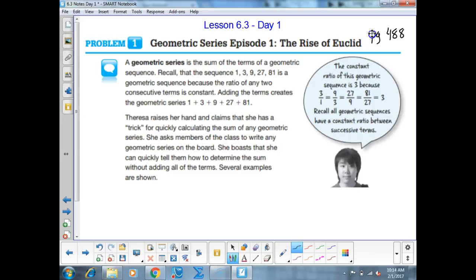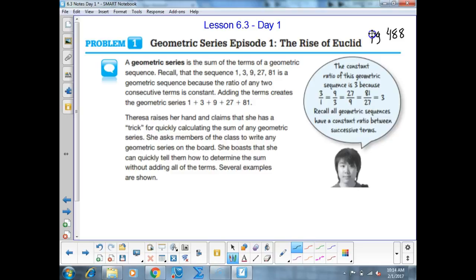Okay? So, a geometric series is the sum of the terms of a geometric sequence. Just like yesterday, an arithmetic series was the sum of the terms of an arithmetic sequence. That terminology crosses over. Okay? Sequences and series cross over arithmetic and geometric.